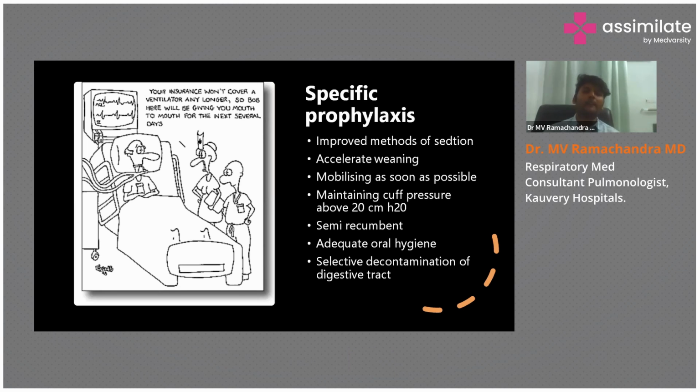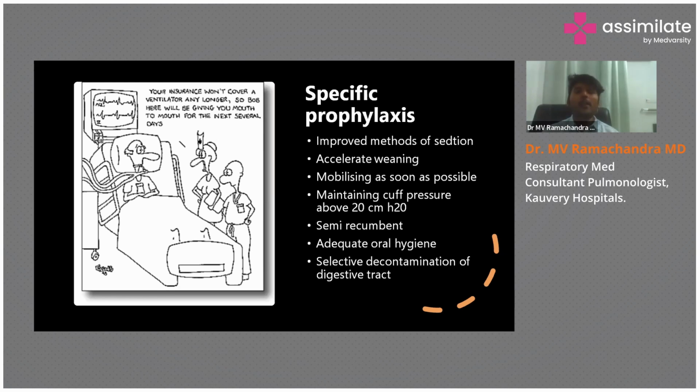As I mentioned earlier, improper sedation or excess sedation can increase aspiration, after extubation and also during the time of intubation. There are many improved methods of sedation available, so those should be used. And accelerate weaning: if the patient shows any sign of improvement, the treating ICU consultant should accelerate the weaning process so that the days on the ventilator are reduced and the patient is taken off the ventilator. If the patient is taken off early, he has much less risk of developing VAP.